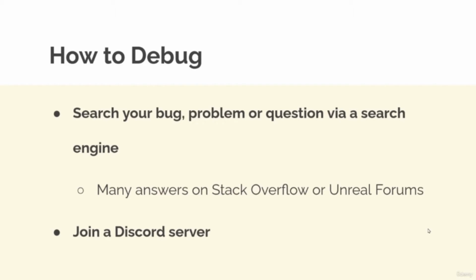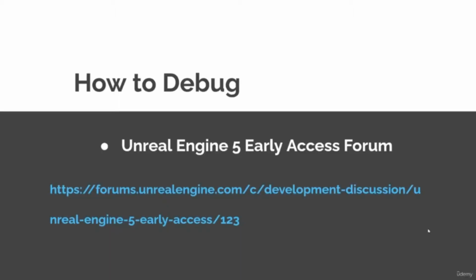Then once you know your problem, you know your error message, you can search it up via a search engine. There are many answers on Stack Overflow or Unreal forums. As well, you can join a Discord server for Unreal 5. And on top of that, Unreal 5 has an early access forum specifically for questions about UE5 early access, which you can go to by visiting forums.unrealengine.com and then using the Unreal Engine 5 early access tag.